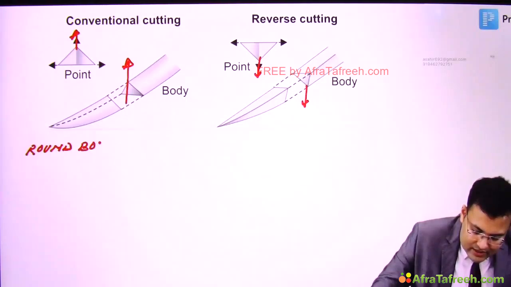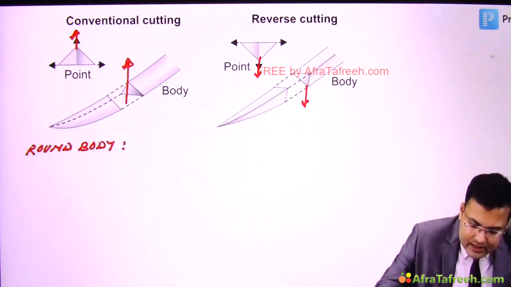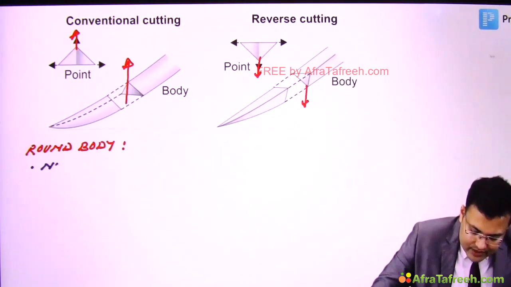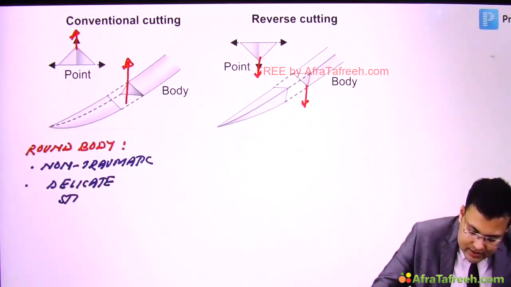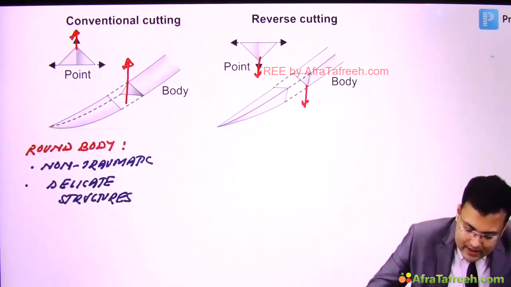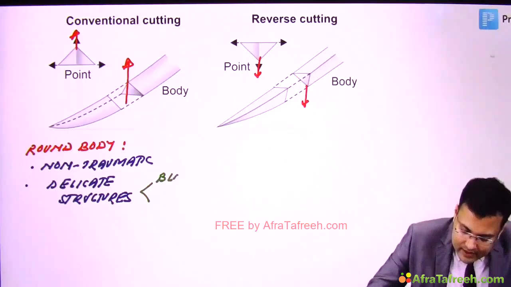Round body needles are non-traumatic, and since these are non-traumatic, we are going to use these needles for delicate structures. And what are those delicate structures? We are using these needles for bladder and bowel.